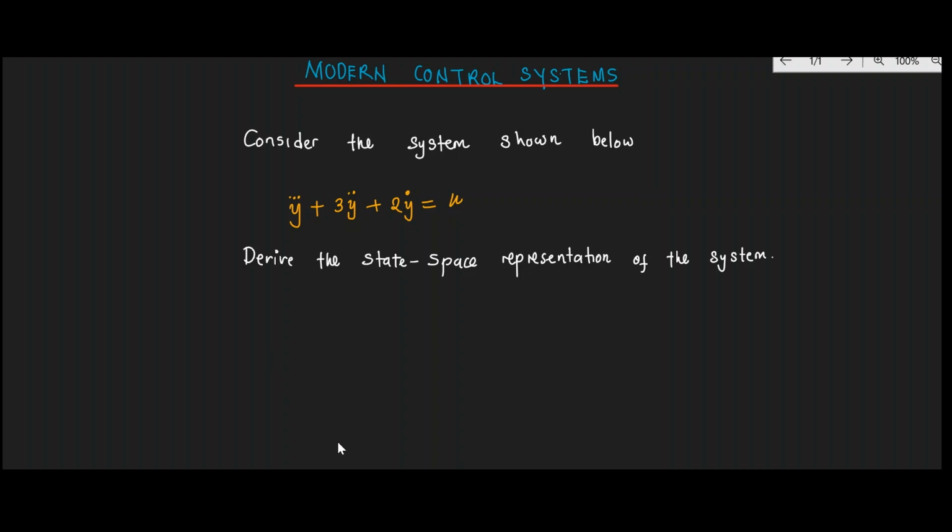So today we are going to look at the state space representation of a control system. We have a question here, and the question reads: Consider the system below. It's a third order system. We have a differential equation here. It's a third order differential equation, and the question says derive the state space representation of the system.